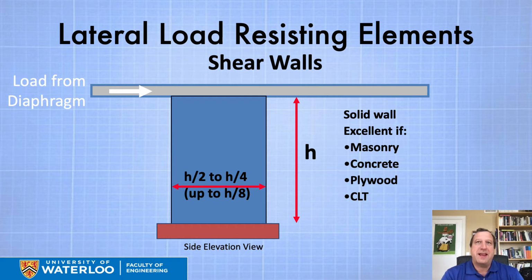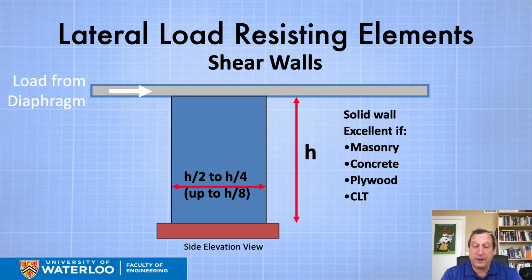Now, to make them strong and stiff enough, they have to have a width to height ratio. So here the width I'm showing is height over 2, height over 4 would be about as far as you'd want to go. Technically, it's possible to get more slender walls. It's just that they become more and more flexible. And so that's where you have to start calculating.